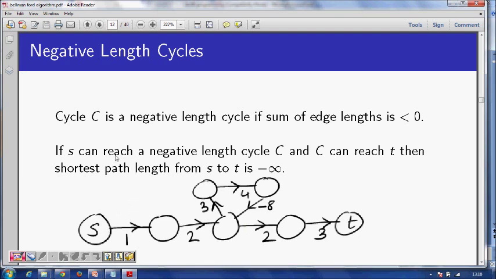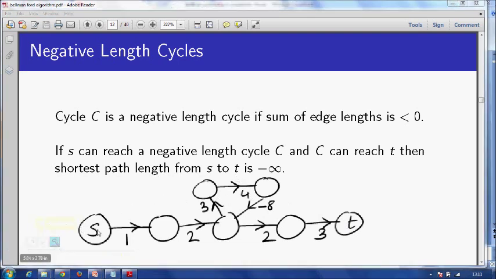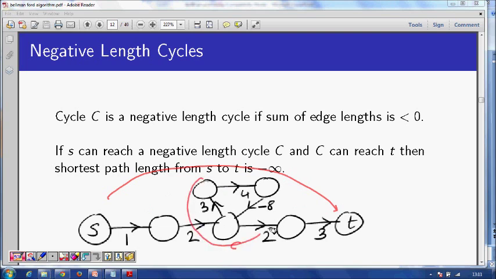If S can reach a negative cycle C and C can reach T, then the shortest path length will be minus infinity. This is in fact simple. I want to go from S to T in this graph, through S to this cycle C. I go along this part, and now this is 4 plus 3, 7, and minus 8.